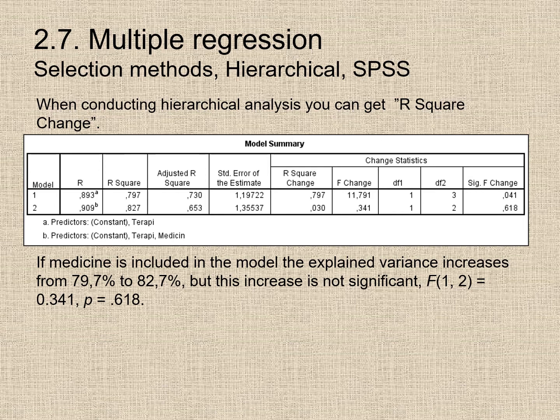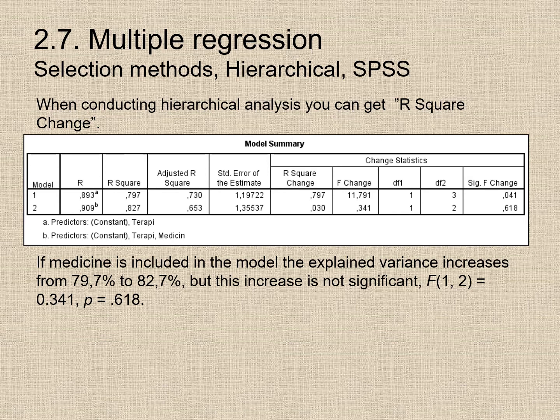Step 2. We keep therapy and we add medicine. And the R square increases from 79.7 to 82.7%. So it's an increase by 3%. But this increase is not significant. So if therapy is already in the model, it doesn't improve significantly by adding medicine as a predictor.